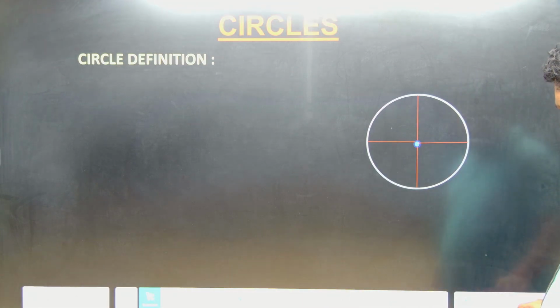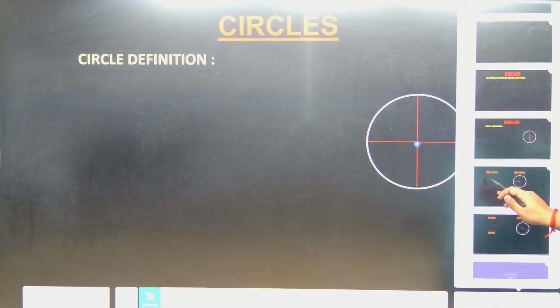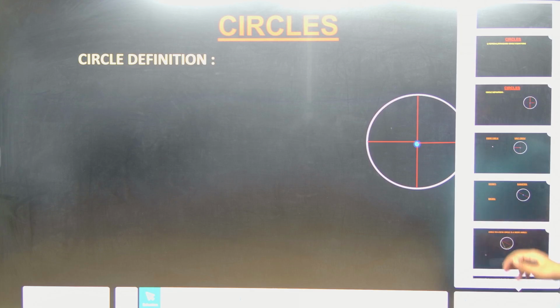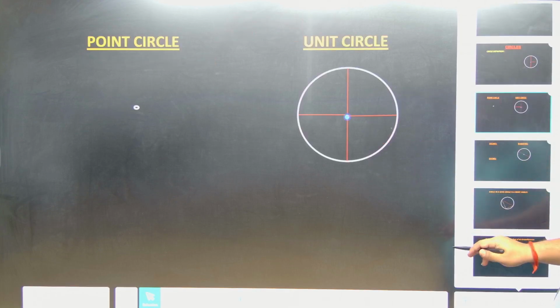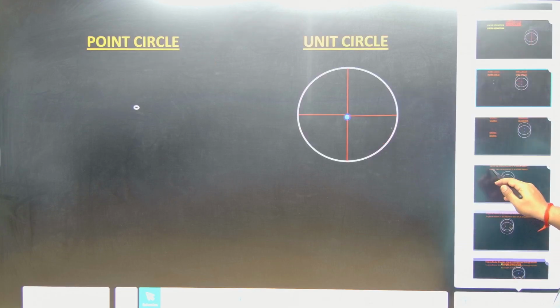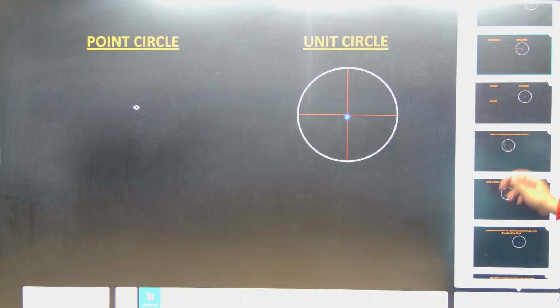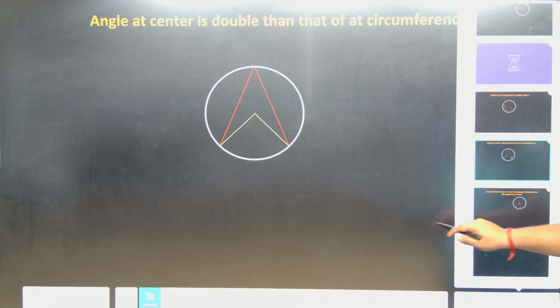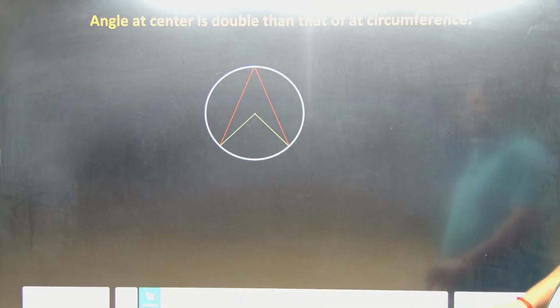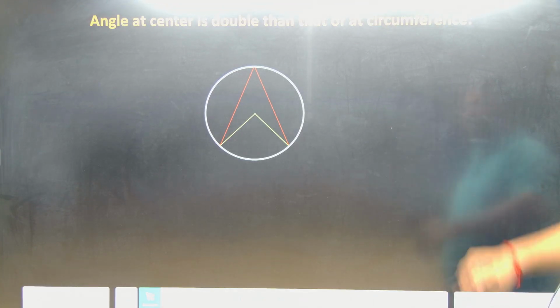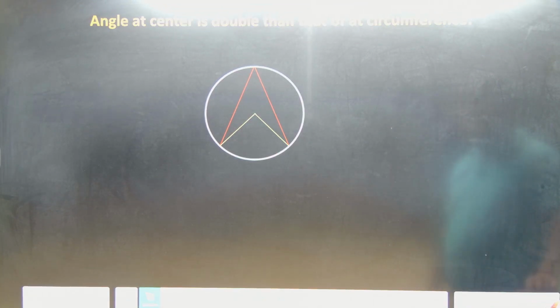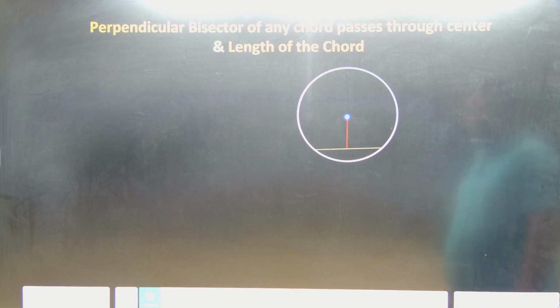And I told you the difference between the general equation and the standard equation, and we learned what a point circle and a unit circle are, and we learned secant, diameter, chord, and concepts related to the angle in a semicircle, and what happens when there is an angle at the center and an angle on the other side of the center from a chord, and also some basic properties of the chord, that is, if you draw a perpendicular from the center to a chord, it bisects the chord.